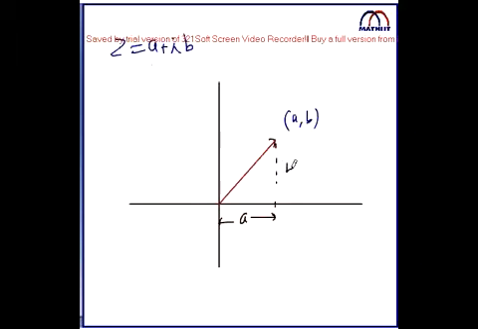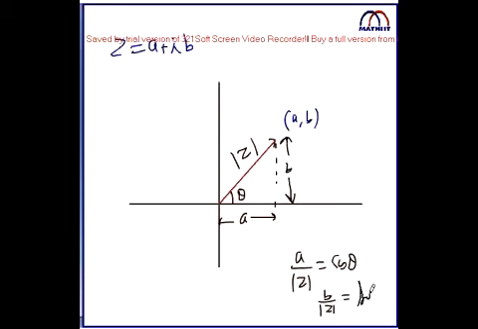If I'm asking what is this, you will say B. This is theta, and this is mod Z. So what do you say? A by mod Z will be equal to, and B by mod Z will be equal to how much? Sin theta. So from here, A equals mod Z cos theta, B equals mod Z sin theta.